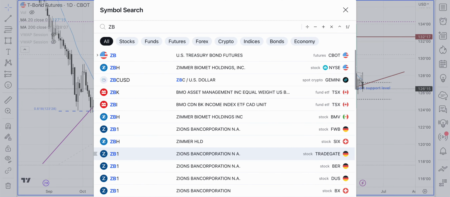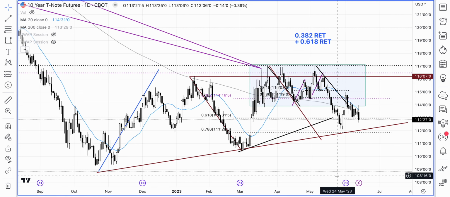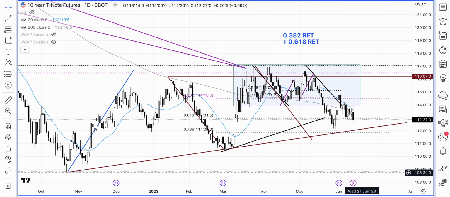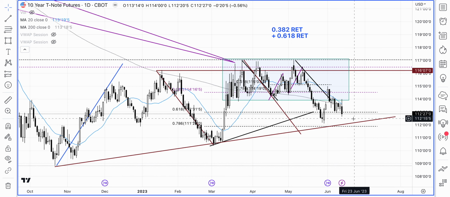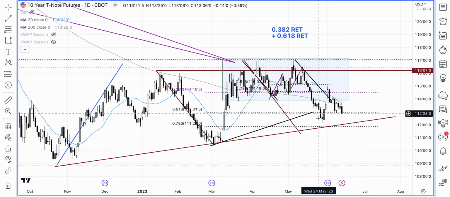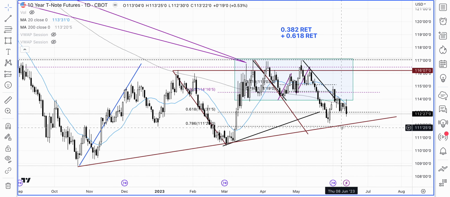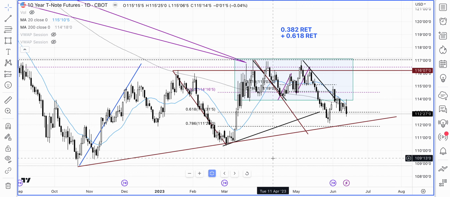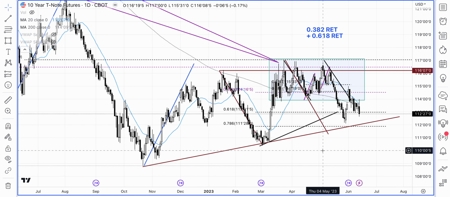Then if we just quickly take a look at the 10-year notes. So this is the chart of the 10-year notes. Similar kind of picture. We do have this rising trend line here. It's hovering between the 61.8% and 78.6% Fibonacci retracements. But if it begins to close below 111.28 or take these lows out, that's a pretty bearish scenario in my opinion.